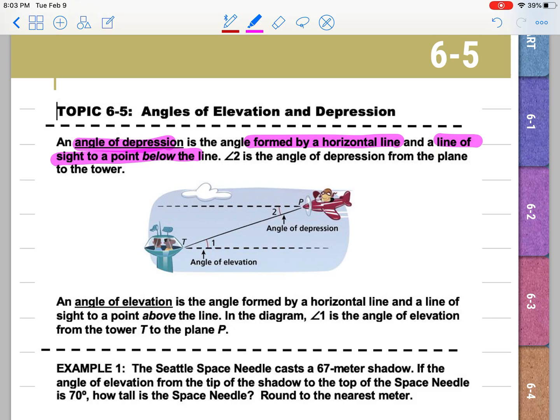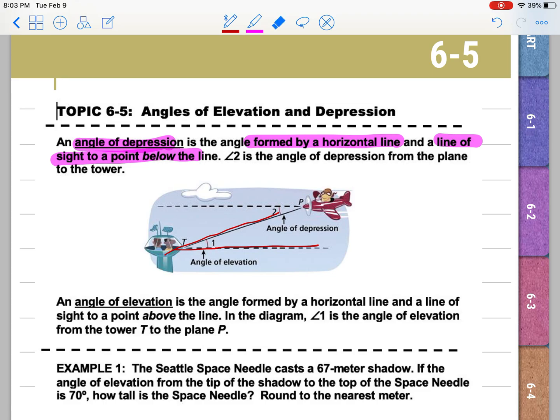So if I look here at our picture, angle 2 is our angle of depression. We can see here our horizontal line and our line of sight is going down, and that forms your angle of depression. In the reverse of that, angle of elevation, it's still a horizontal line, but your sight line is now looking up. So think of in terms of that picture, the plane is looking down at the tower, forming your angle of depression, and the tower is looking up at the plane, which forms your angle of elevation.